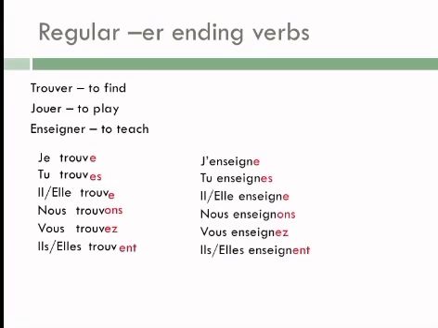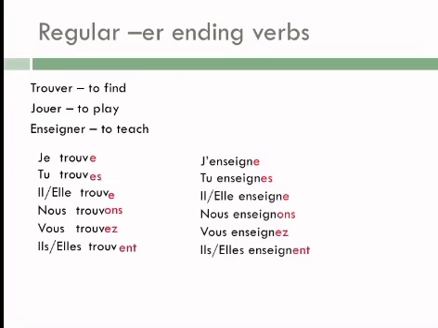Let's see the meaning of the verb enseigner. J'enseigne means I teach, I'm teaching. Tu enseignes, you teach, you are teaching. Il, elle enseigne, he, she teaches, or he, she is teaching. Nous enseignons, we are teaching, or we teach. Vous enseignez, you teach, or you are teaching. Ils, elles enseignent means they teach or they are teaching. So as I said, in French, if you conjugate any verb in present, it will carry two different meanings because in French we don't have present continuous and present simple. Both are présent in French.